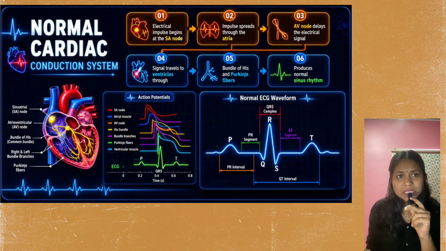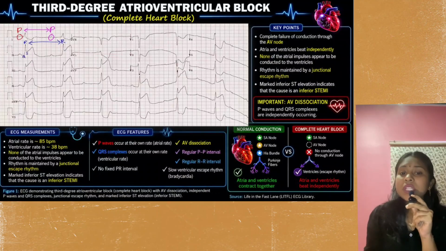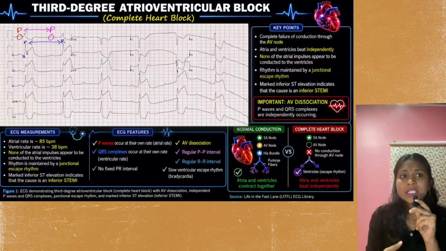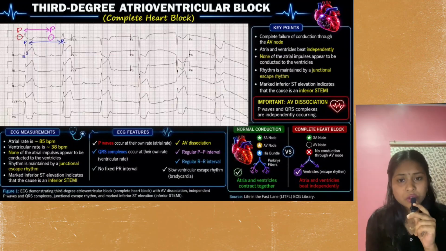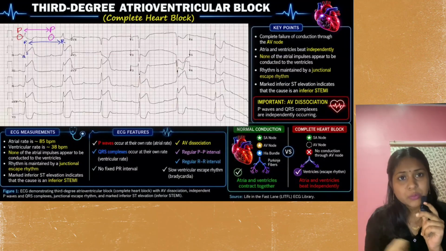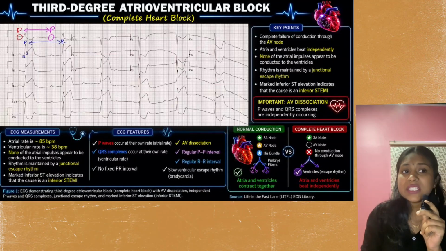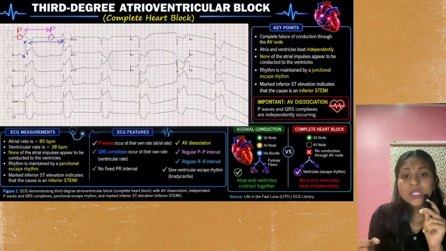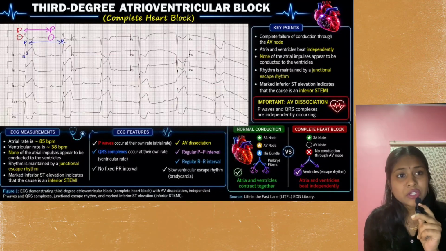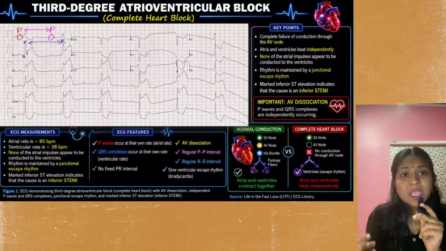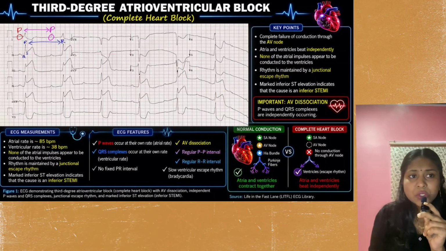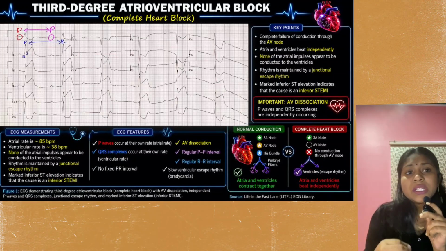Normally, the electrical impulse begins at the sinoatrial node, or the SA node, which functions as the natural pacemaker of the heart. This slide demonstrates the ECG findings and the ECG measurements of third degree ventricular block, also known as complete heart block. Under normal conduction, electrical impulses travel from the SA node through the AV node to the ventricles, producing coordinated atrial and ventricular contraction. However, in complete heart block, conduction through the AV node completely fails. As a result, the atria and ventricles beat independently.